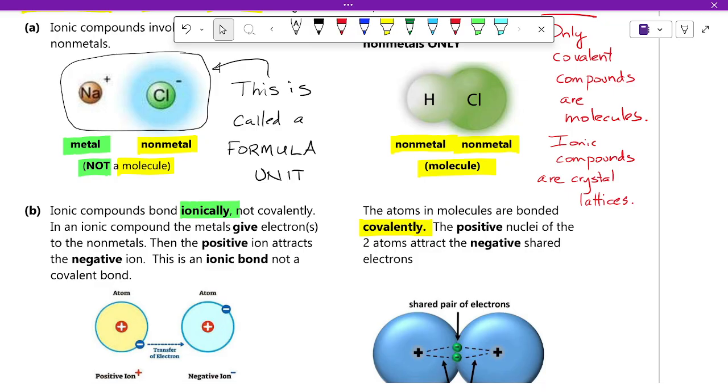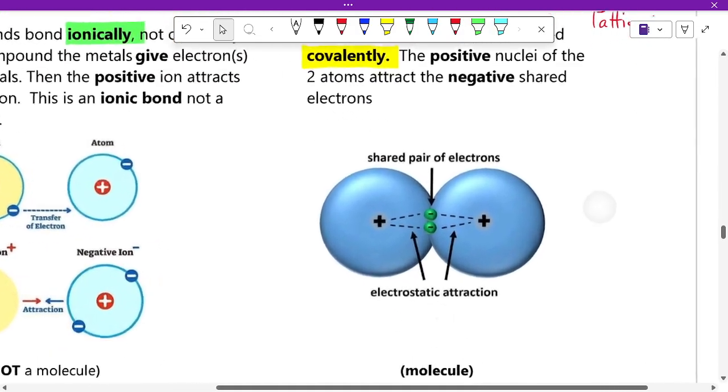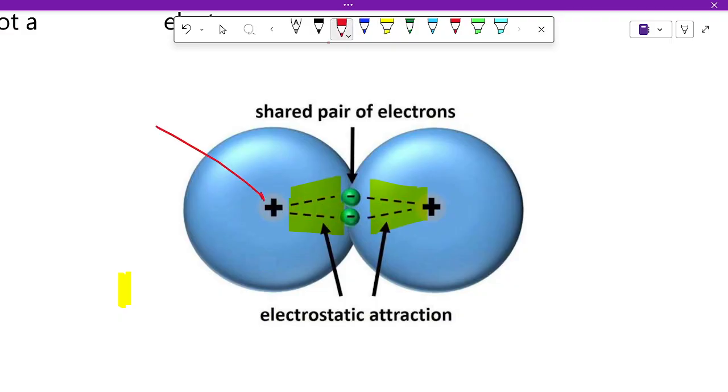And do you remember how I said if you're having trouble drawing those forces and the lines? Do you see here we've got that electrostatic attraction here and here? That's our electrostatic attraction between the shared pair of electrons and what is this part here? That's the nucleus.